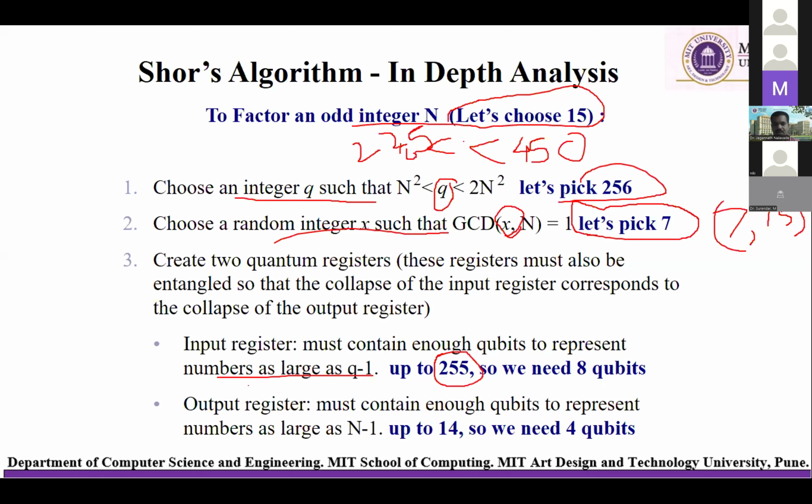And for the output register, it must contain enough qubits to represent numbers as large as n minus 1. So this is up to 14 only. We have identified here that n is 15, so n minus 1 is 14. So we need 4 qubits here for the output register.